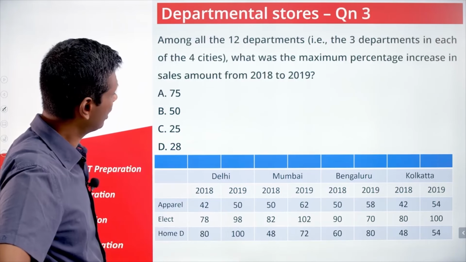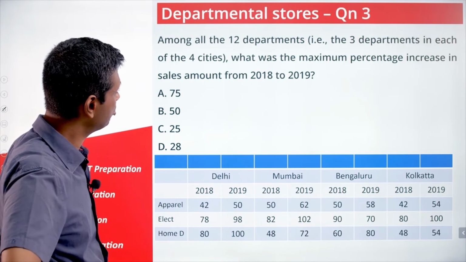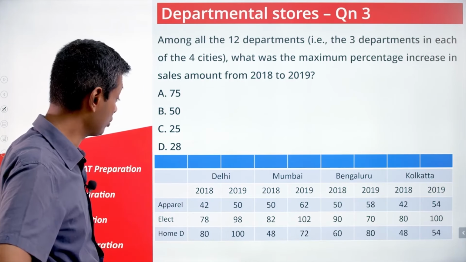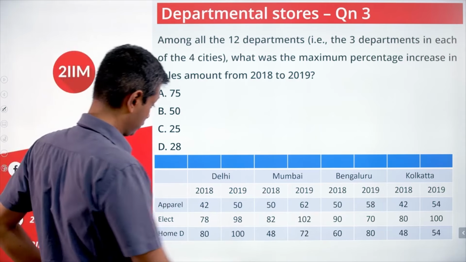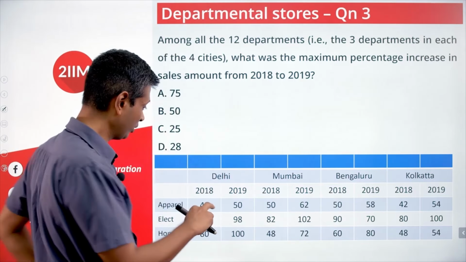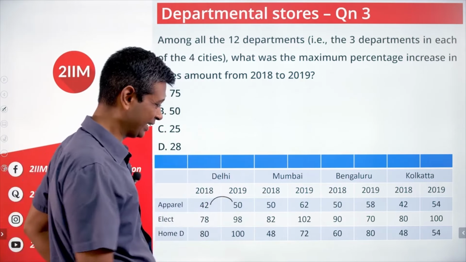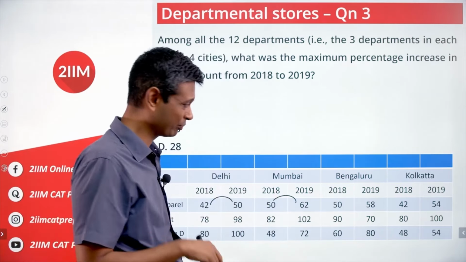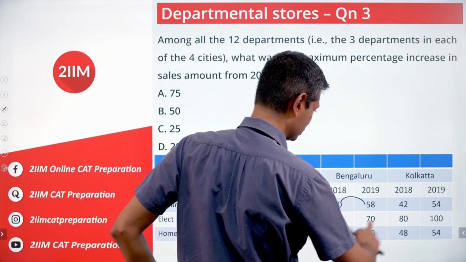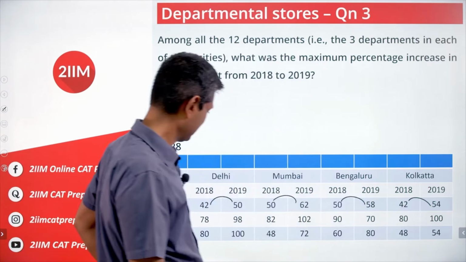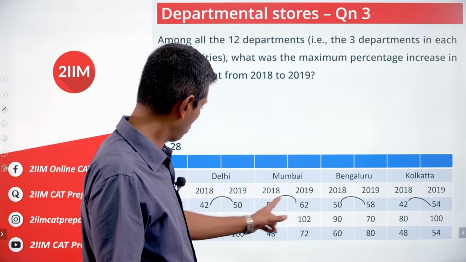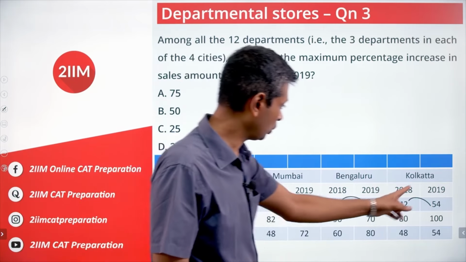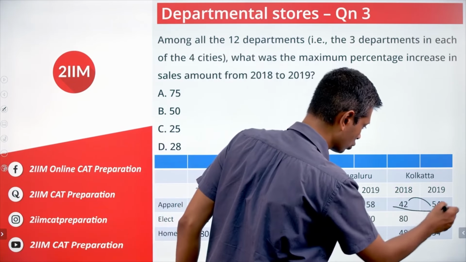Among all the 12 departments, what was the maximum percentage increase in sales amount from 18 to 19? You need to be very savvy number wise. 42 to 50, not very high. 50 to 62, 12 out of 50, 24%. 50 to 58, low. 42 to 54, low? There's an increase of 12 over 50. There's an increase of 12 over 42. This is the highest so far.